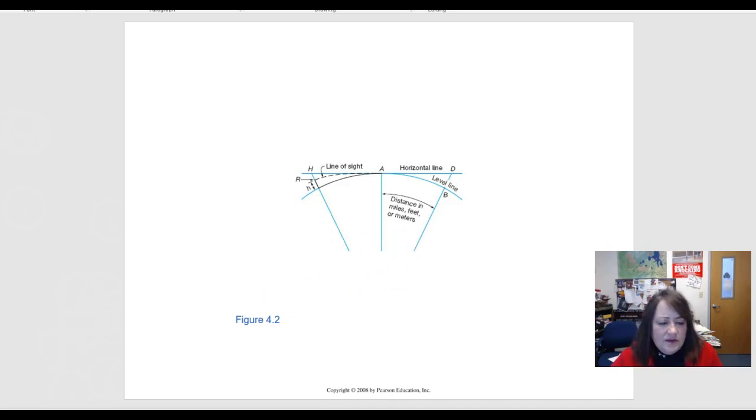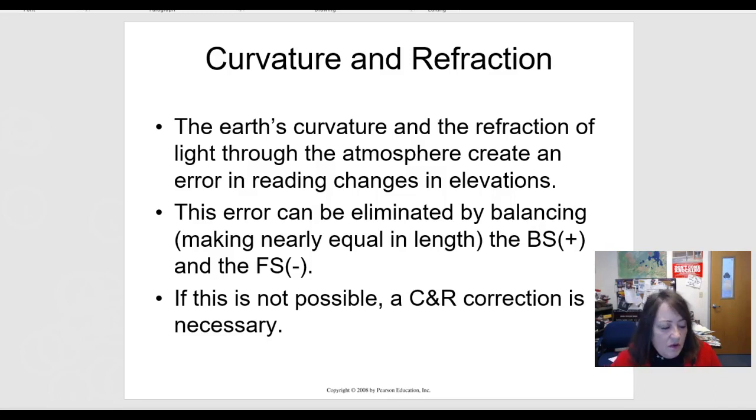I've summarized what's going on with this in your textbook because it can be a little confusing. This is the material in chapter 4, approximately pages 73 and 74. The basic information is that the Earth's curvature and the refraction of light through the atmosphere create an error in readings that change elevation. As I said, the error can be eliminated by balancing, or nearly making equal in length, the backsight and the foresight. But sometimes that's not possible.